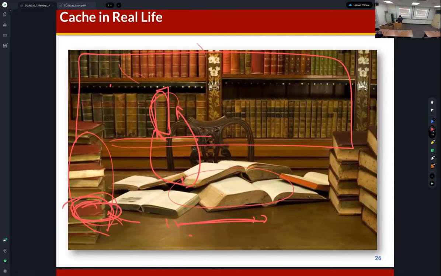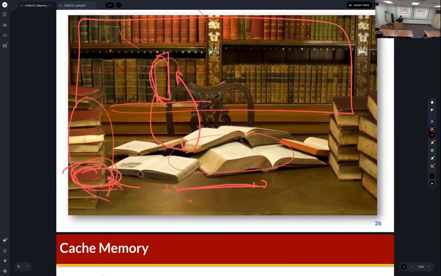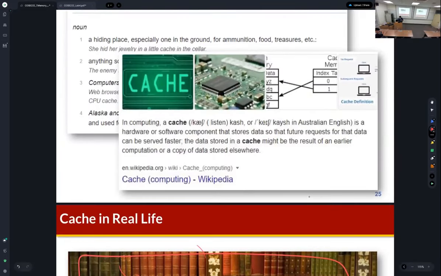Okay, then what is required? The problem is that the size of cache is small. It's smaller than the main memory.